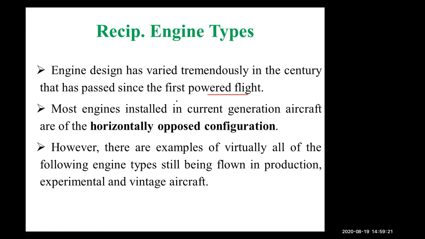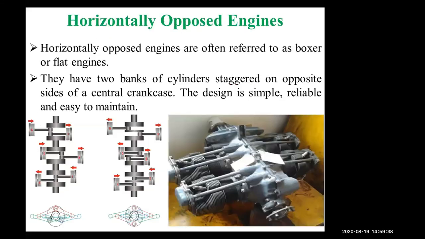So most engines installed in current aircraft are of the horizontally opposed configuration normally. However, there are different types of piston engines. As you can see, this one is a common one, horizontally opposed. Here are four pistons. So these are horizontally opposed type piston engines.